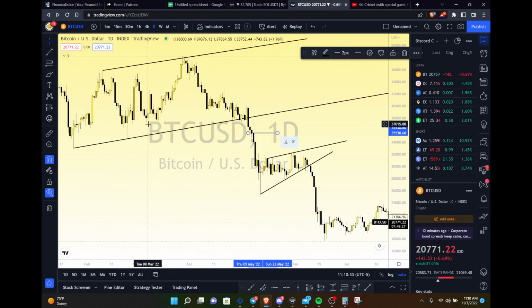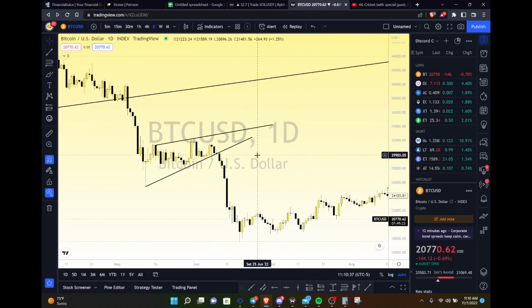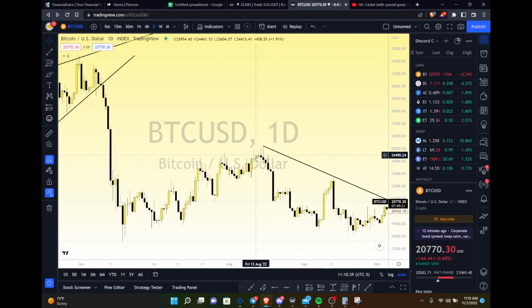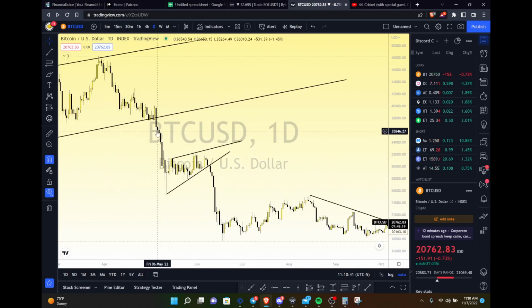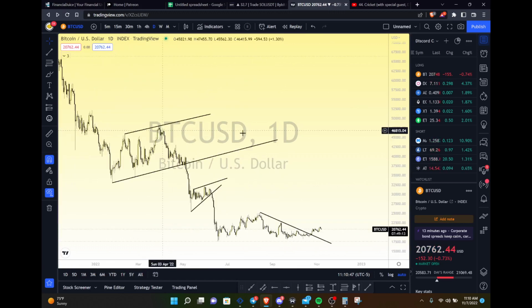You still get caught in those sometimes, though. It's not 100%. Sometimes you'll get caught in a breakout no matter what, but it does filter out a lot of false breakouts.